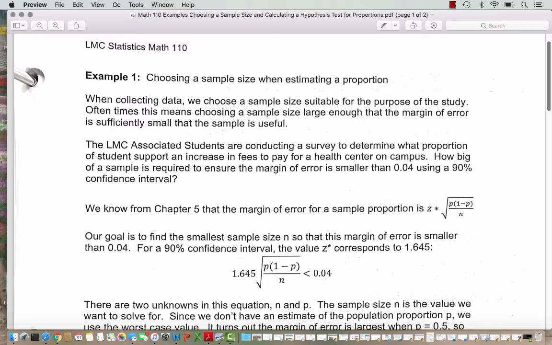So we know from chapter 5 that the margin of error for a sample proportion is calculated by taking the z-score and multiplying it by the standard error for a proportion. That's the square root of the proportion times 1 minus the proportion, all divided by the sample size. So our goal is to use this formula and find the smallest sample size n so that this margin of error is smaller than 0.04.